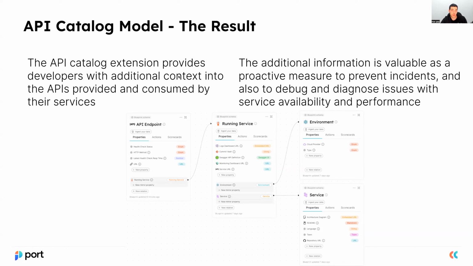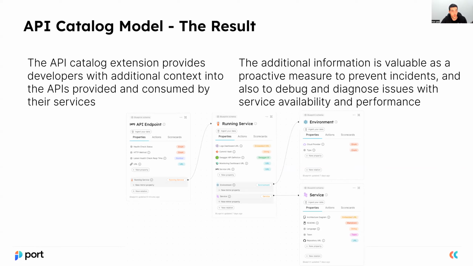So the API catalog extension provides developers with additional context into the APIs provided and consumed by their services. And this additional information is valuable as a proactive measure to prevent incidents and also to debug and diagnose issues with service availability and performance. And like we mentioned, this also helps you to onboard this API and also prevent code duplication.